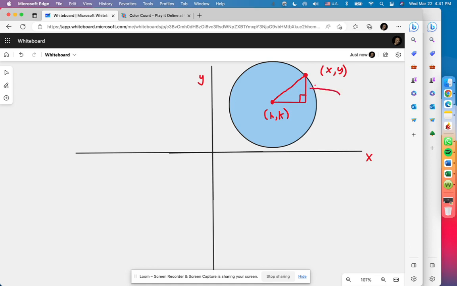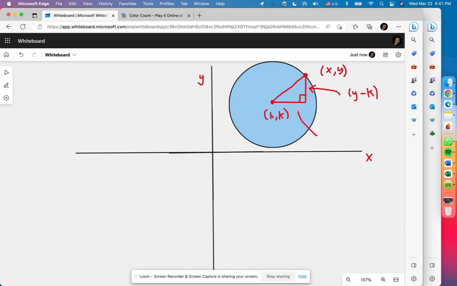So now, notice something. How could I find the distance or the length of this line that I'm pointing to? Well, think of your y values. This y value up top is y. This y value down the bottom is k. So I'm going to call that y minus k. We can make up some numbers and put them here, but that's what you would call that. That's y minus k. That's how you would find that distance or that length.